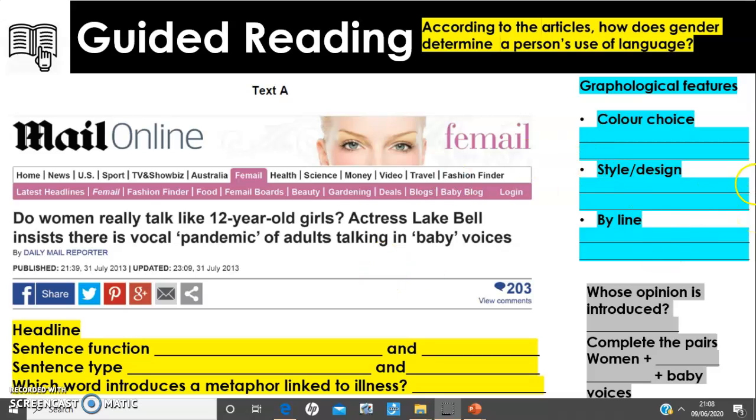What word would that be linked to? Okay, so just press pause, do your activities, and when you check in, we'll go through the answers together.